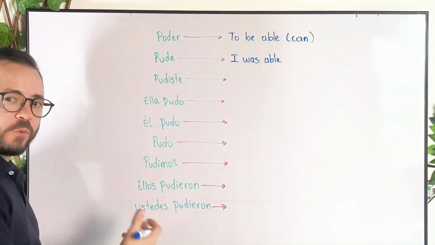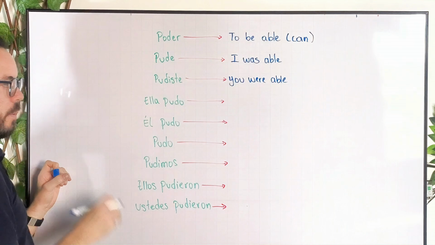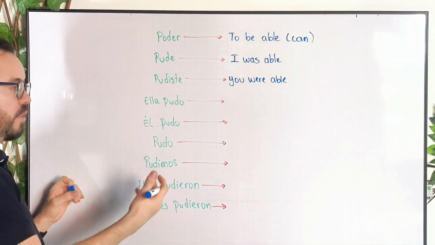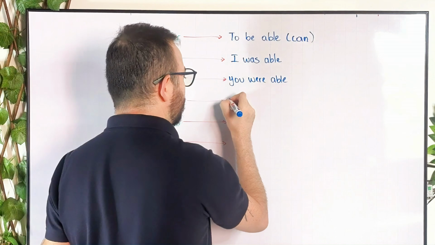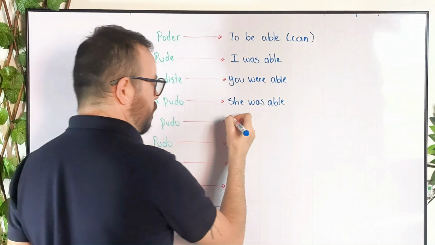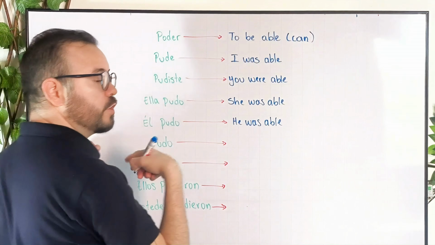Now, the you form is pudiste, okay? So we would say you were able. Now, the she form will be ella pudo, okay? Ella pudo. Now, él pudo is just the he form, right? It's just he was able. Then pudo is just the it form.